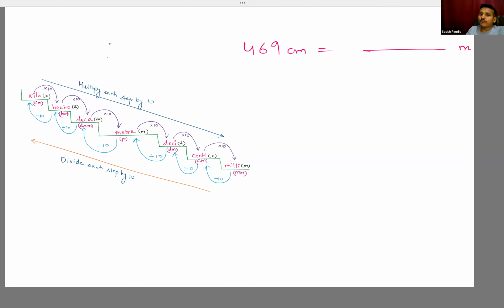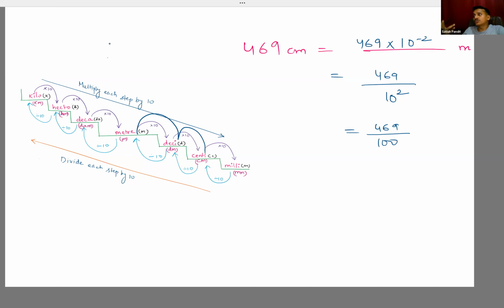Okay. So we have 469 centimeters. 469 is a constant. So we convert centimeter to millimeter. Centimeter to meter means we have to go up. So 2 times we are going up, so 10 to the power minus 2. 10 to the power minus 2 means, if you take it down, it will be 10 to the power plus 2, and that means 469 by 100, because 10 to the power 2 means 1 followed by 2 zeros.